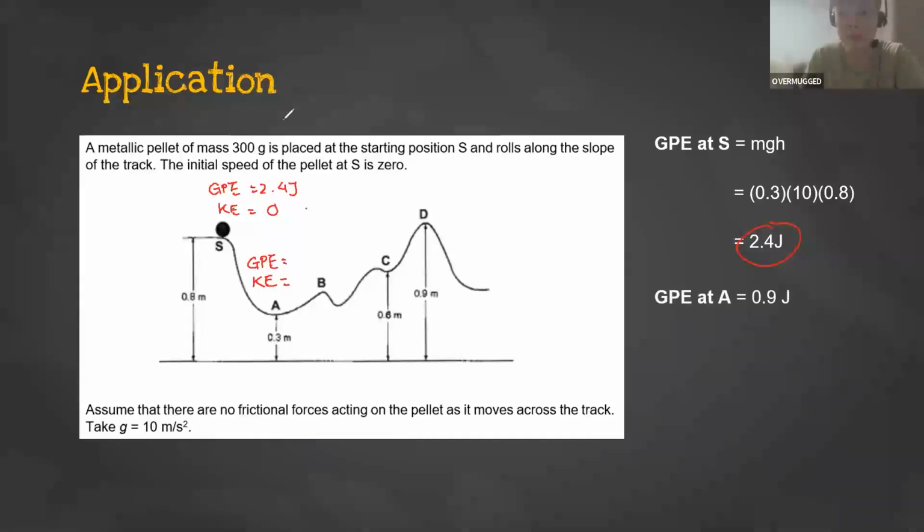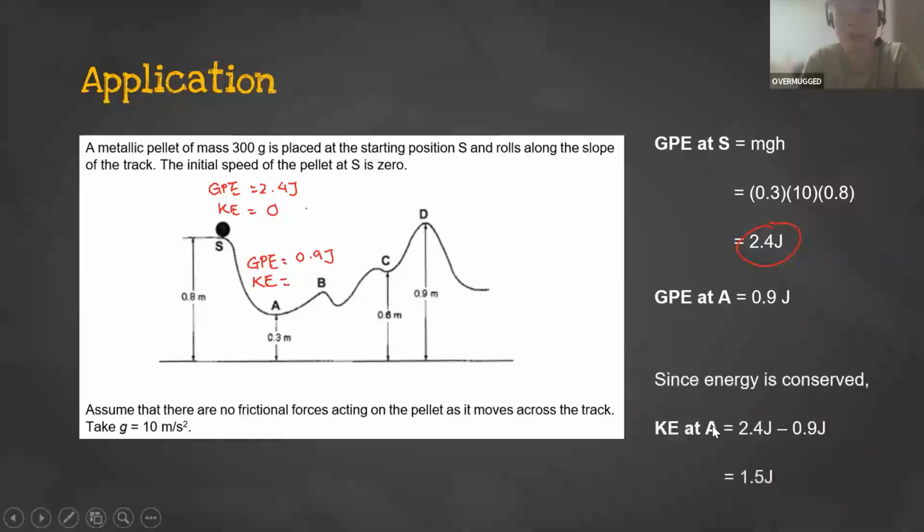Then I just apply the same formula to calculate the GPE at A. I just change this to 0.3, right? The height over here. The GPE at A is 0.9. Based on the conservation of energy, the total energy has to remain the same. Therefore, the KE is 2.4 minus 0.9. That will give me 1.5 joule. Okay, so that's how I apply the conservation of energy concept.